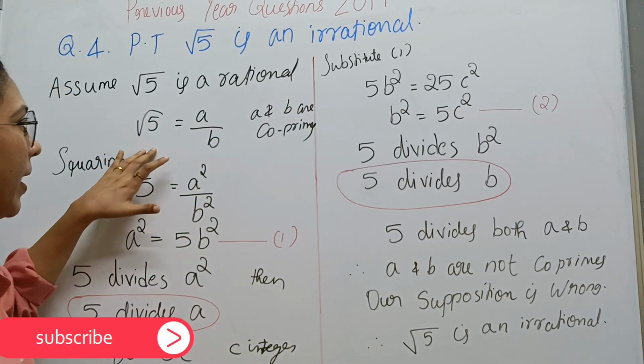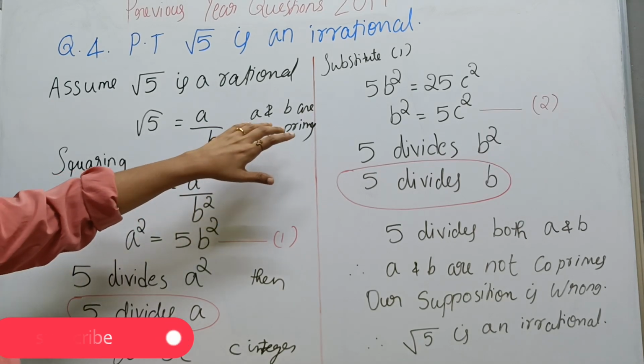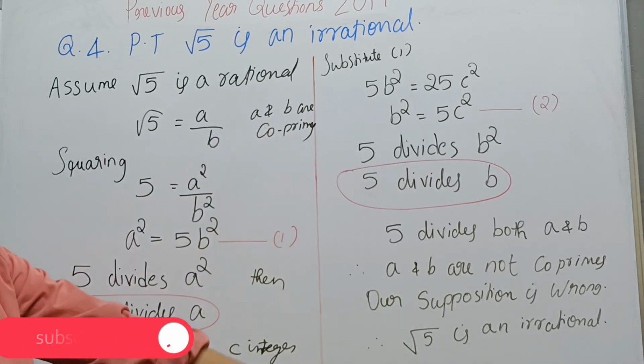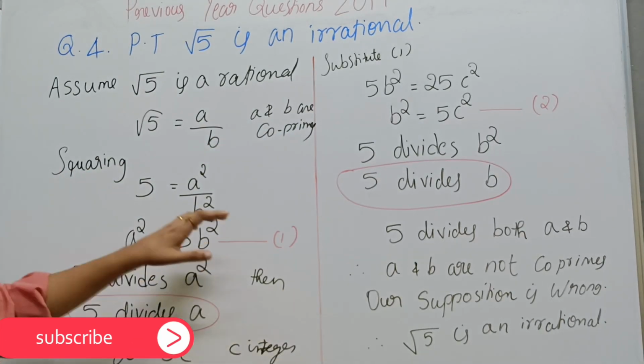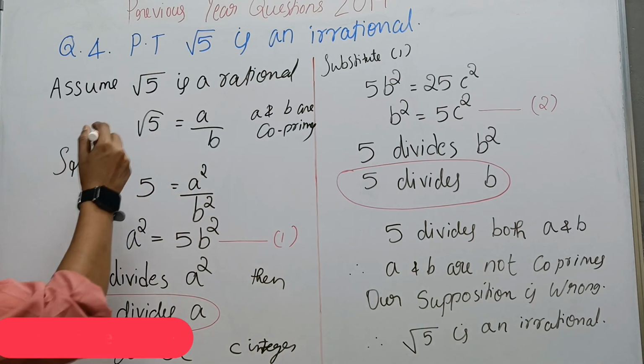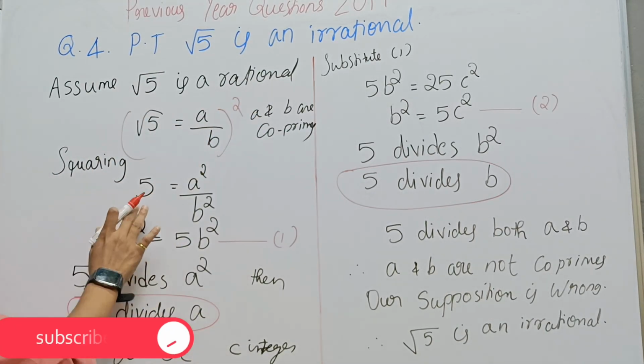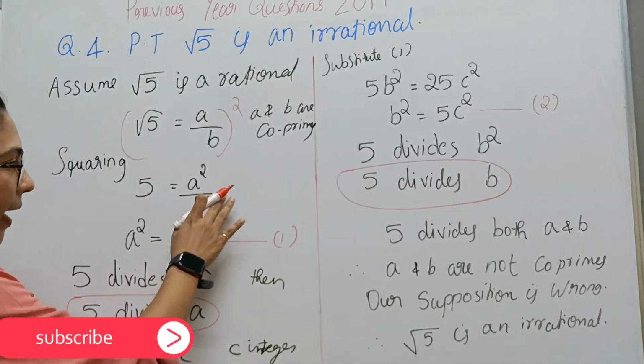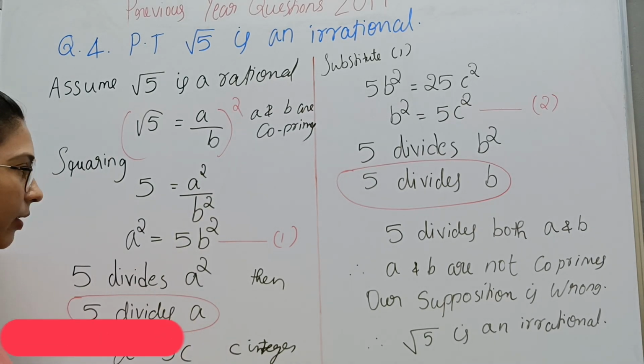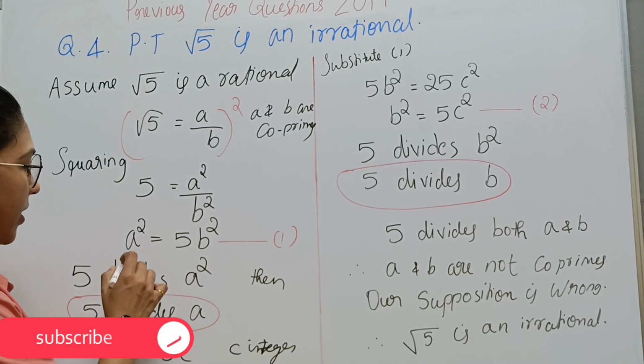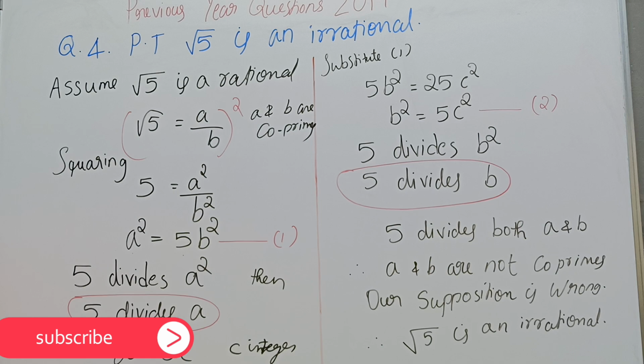That is, root 5 is equal to a upon b, and a and b are co-prime numbers. On squaring both sides, we get 5 is equal to a square upon b square. On cross multiplication, a square is equal to 5b square.